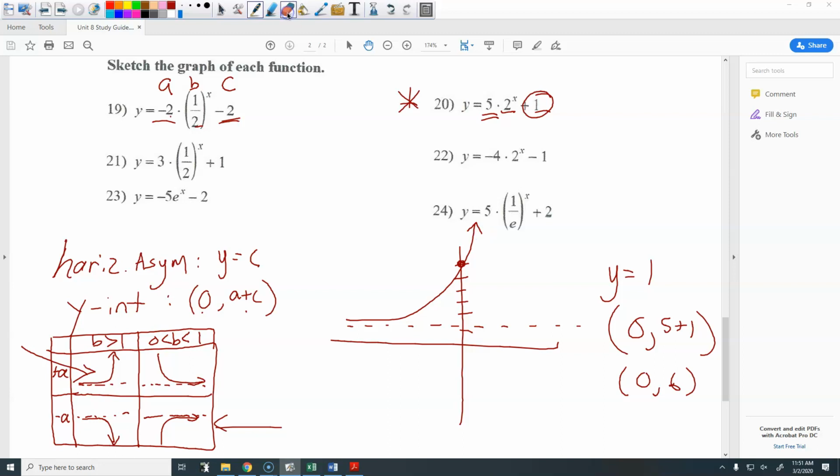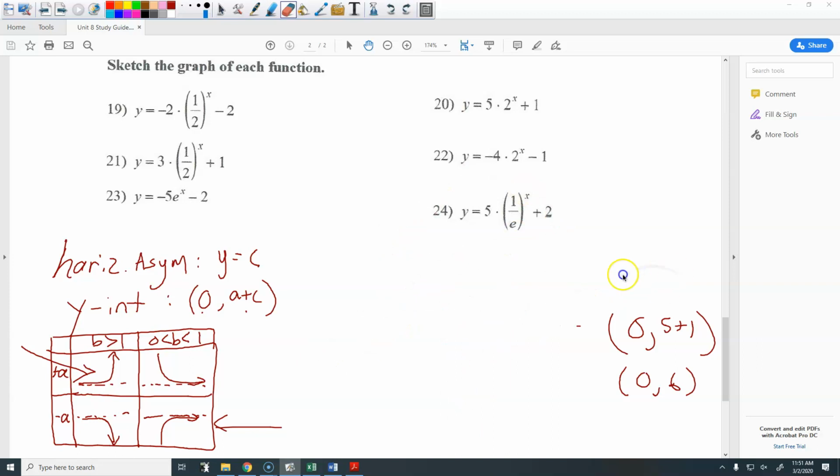Okay, let's go ahead and jump down to numbers 23 and 24, and that'll be it for our review. The only difference between 23 and 24 is the fact that they use a weird letter E in there. So the way it's going to affect our steps is instead of asking ourselves whether b is greater than 1 or between 0 and 1, you guys are expected to know whether or not it's e to the x or if it's 1 over e to the x. But other than that, the problems are exactly the same.